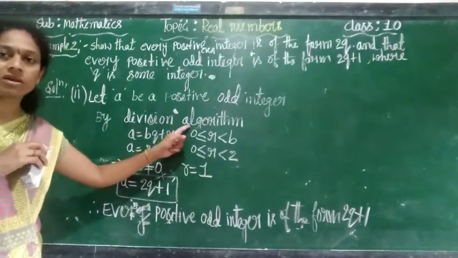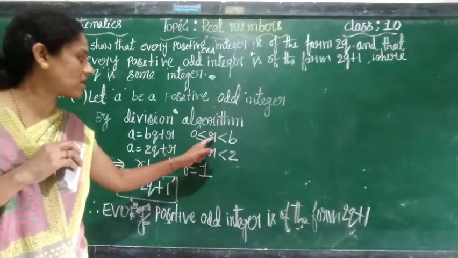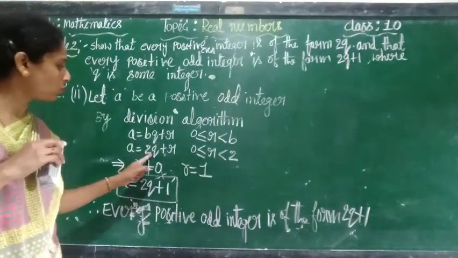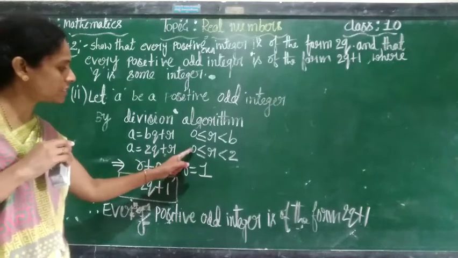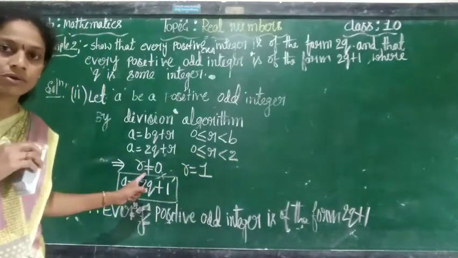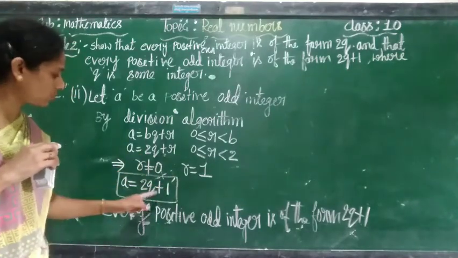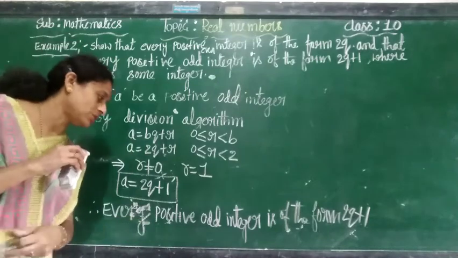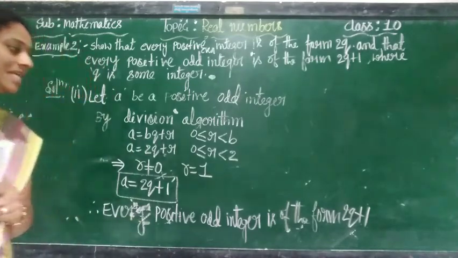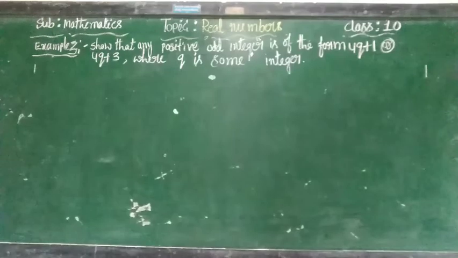So once again, the second one: let a be a positive odd integer. By division algorithm, a is equal to bq plus r, where 0 is less than or equal to r less than b. a is equal to 2q plus r, where 0 is less than or equal to r less than 2. So r is not equal to 0, r becomes 1. So a is equal to 2q plus 1. Every positive odd integer is of the form 2q plus 1.